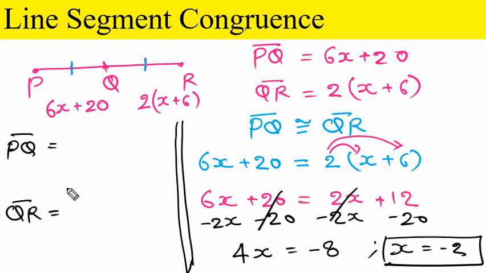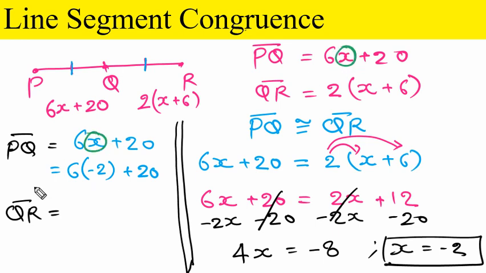If you want to find that, you need to substitute the value of x. How do we do this? 6x plus 20 becomes 6 times minus 2 plus 20. How did you get this minus 2? We substitute the value of x from here. x is minus 2. So that is minus 12 plus 20, that will give you 8.